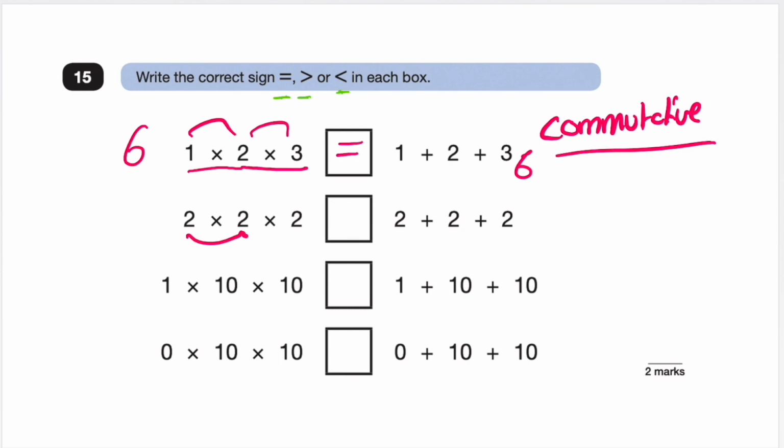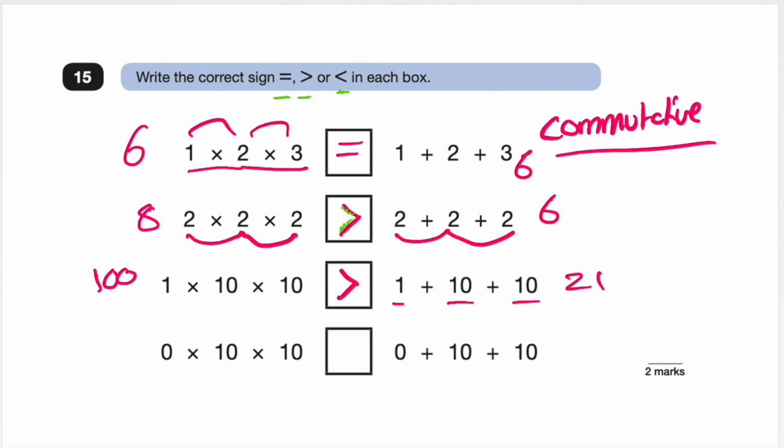2 times 2 is 4, times 2 is 8, but then 2 plus 2 plus 2 is actually just 6. So this side would be greater. Remember, if you're confused with these signs, the crocodile likes to eat the bigger value. Third one is 1 times 10 is 10, times 10 is 100. And then, well, I can see it's definitely going to be smaller on this side, but 1 plus 10 is 11, plus 10 is 21. So therefore it's the same as the one above, greater than.